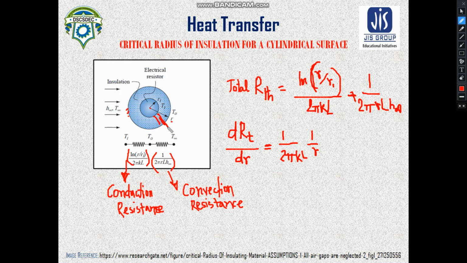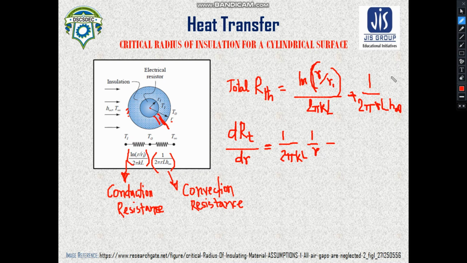If you go on increasing this insulation up to here, then what is the change? This R1 remains fixed, but this R keeps changing, so we need to differentiate this equation with respect to R, not R1. After the differentiation of this function with respect to R, we find that it becomes 1 by R.